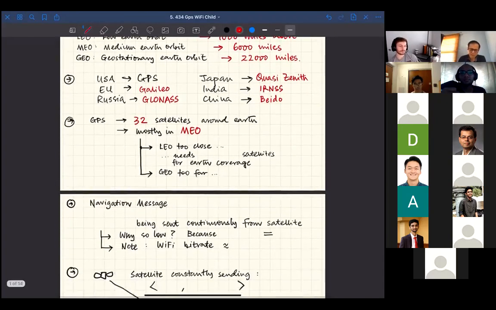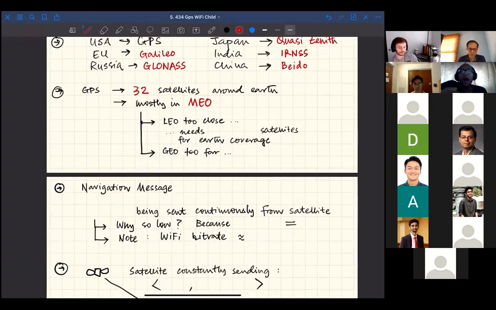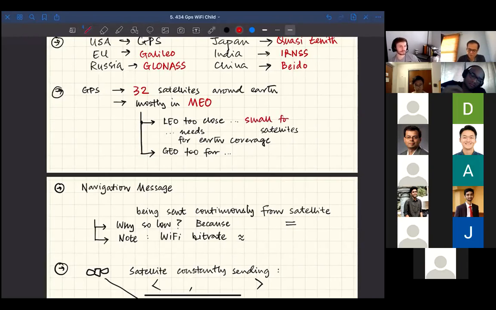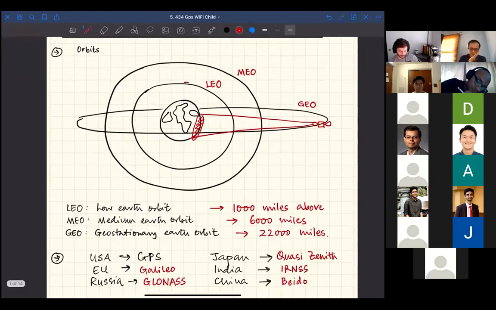So why were GPS satellites put onto MEO as opposed to LEO and GEO? Well, the reason is LEO is too close to the Earth. As a result, every satellite in LEO has a small footprint or coverage. And that means you need too many satellites to fully cover Earth. Clearly, right? If you have a satellite over here in LEO, the coverage is smaller.